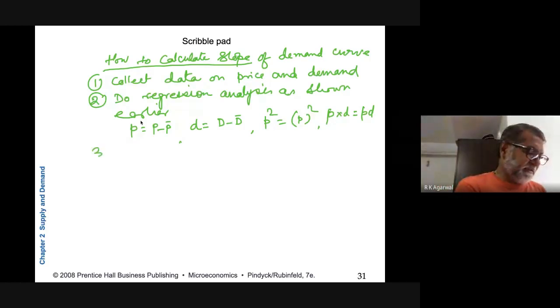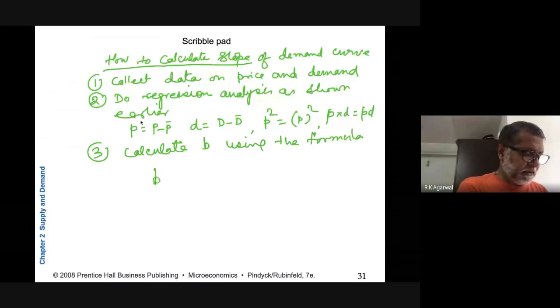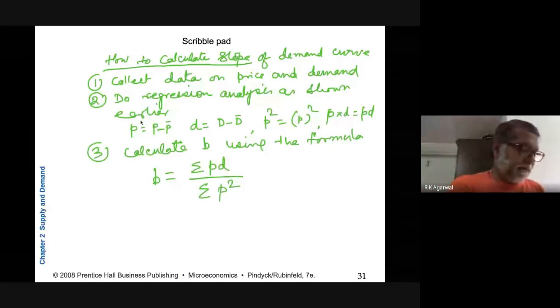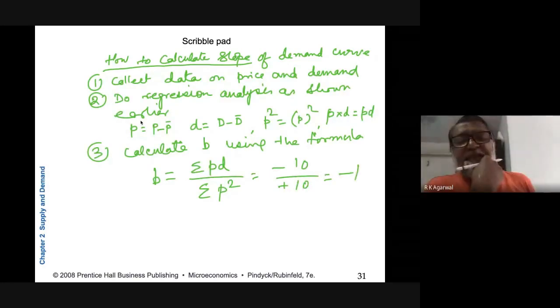ये निकल जाए तो फिर आपको क्या करना है? कैलकुलेट b यूजिंग द फॉलोइंग फॉर्मूला. What is the formula? b is equal to summation of small pd divided by summation of p square. तो हमारा वहां पे जो आया था, वो summation of small pd कितना था? -10, और summation of p square कितना था? +10. तो ये वैल्यू हमारा आया था -1.